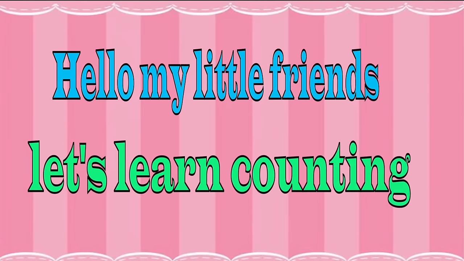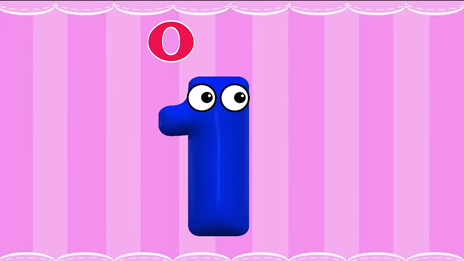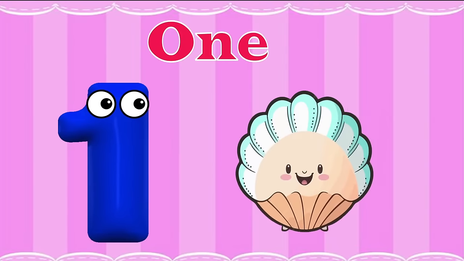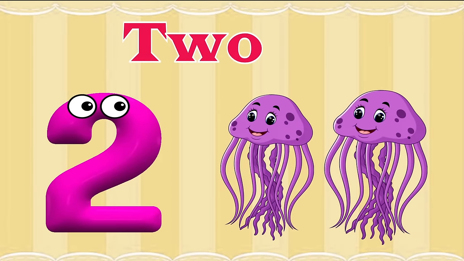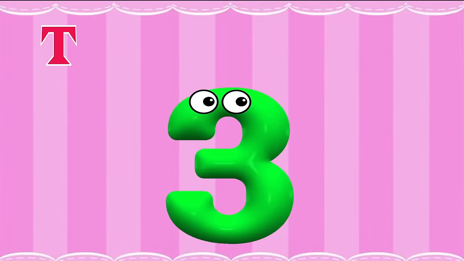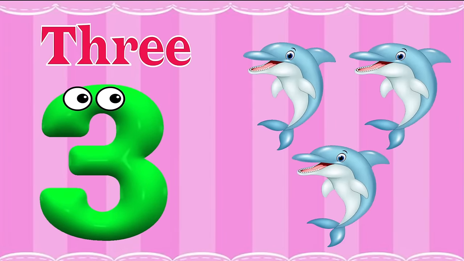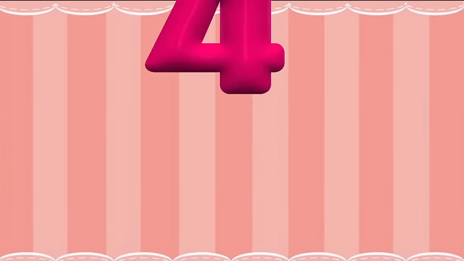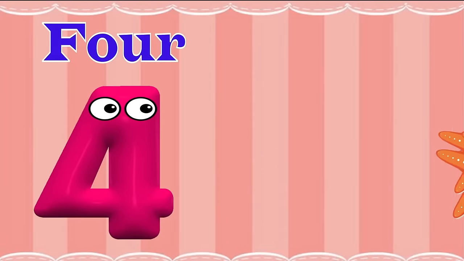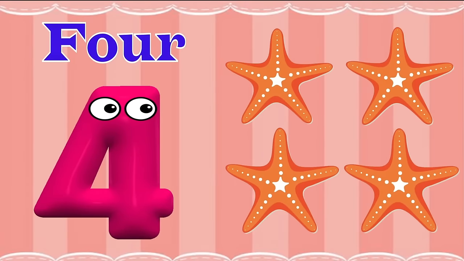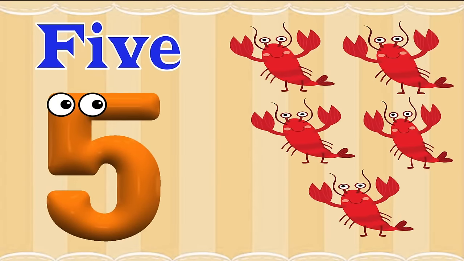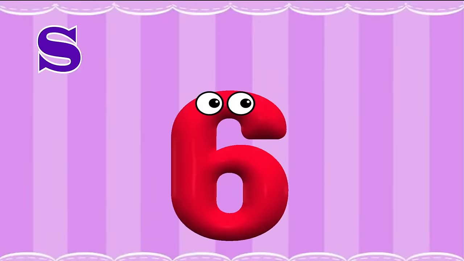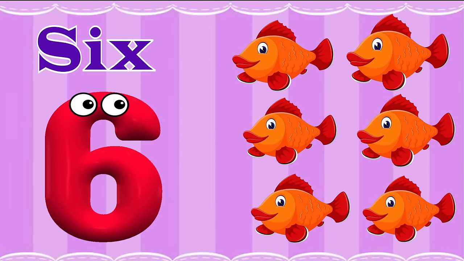Let's learn counting. One, lamb. Two, jellyfishes. Three, dolphins. Four, starfishes. Five, lobsters. Six, fishes.